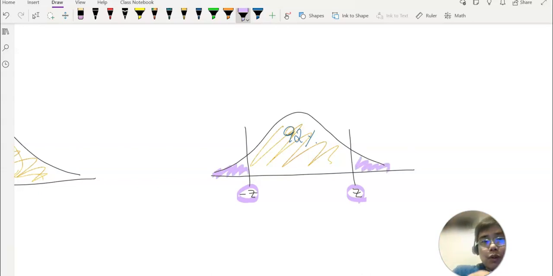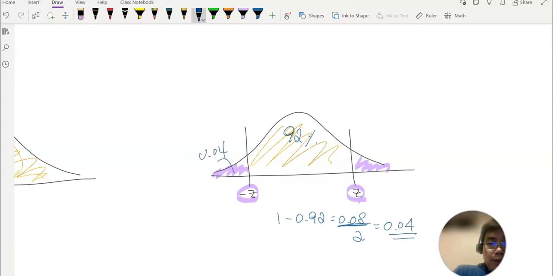So what do we want to do? We want to do 1 minus 0.92 first. Then you will get 0.08. From here you divide by 2, then each tail must have 0.04. Make sense to you? So this becomes 0.04, and the other side is also 0.04. So we want to find the value like that.